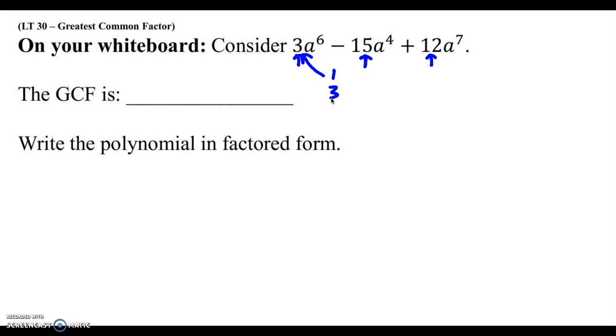And now work your way backwards. Start with 3. Does 3 divide evenly into 15 and 12? If the answer is yes, then that's part of your GCF. 3 is part of what I need.